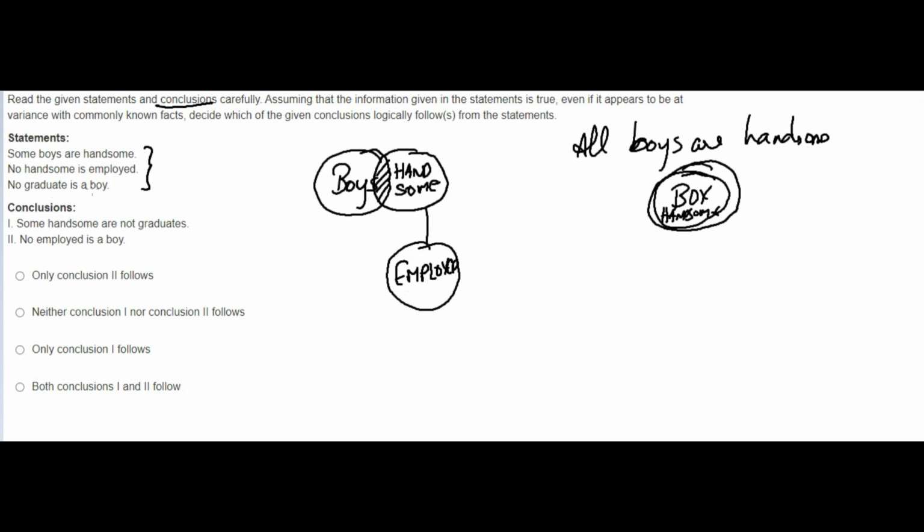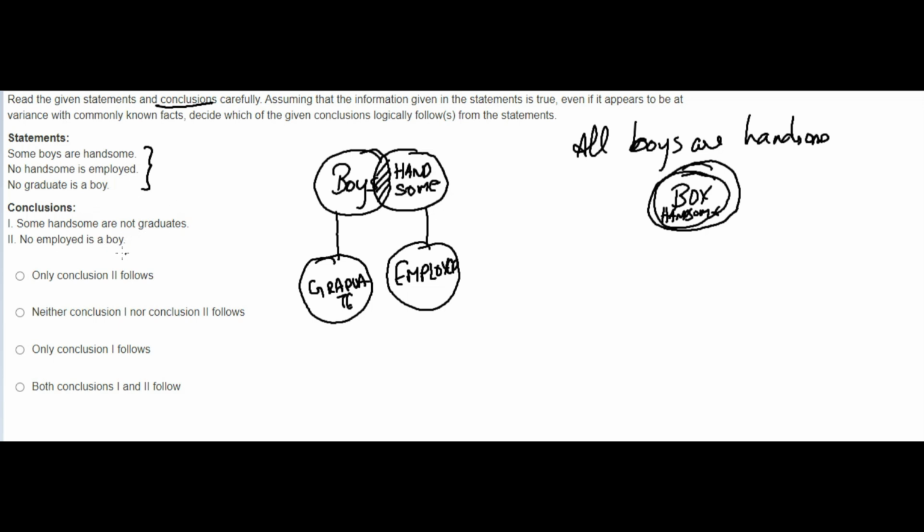And then no graduate is a boy. So boys are not graduates. So there is no relation between graduation and a boy. So here I can write graduate, and there is no such relation. If some boys were graduates, I would have given some area. But all the boys are not graduates. And what they say is the conclusions.